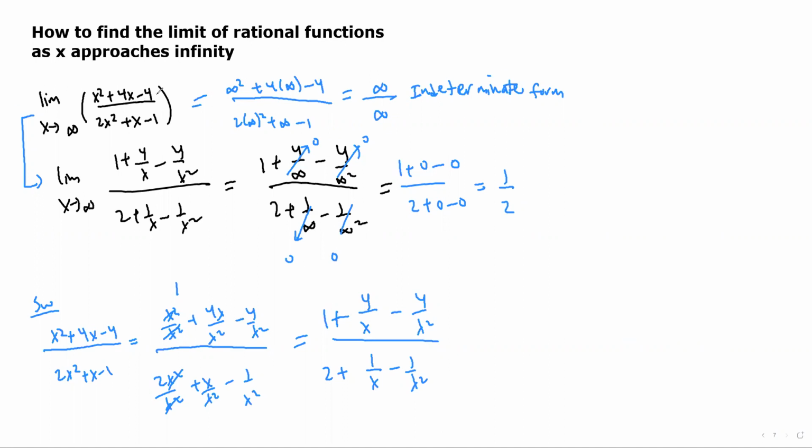So the limit of this function here, the limit of (x squared plus 4x minus 4) divided by (2x squared plus x minus 1) as x approaches infinity, is equal to 1/2.